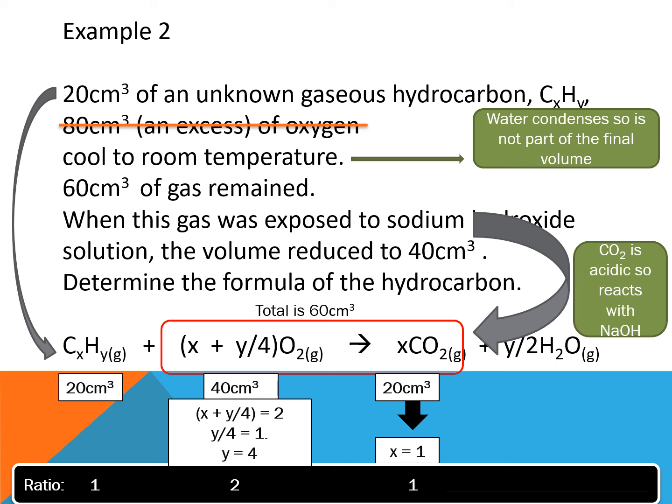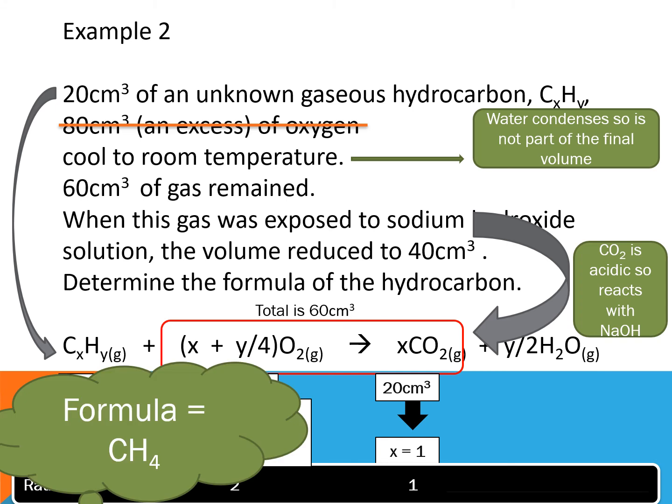CxHy will be C1, which you don't write in, so it'll just be CH4. And that is how you do that. It's a long process, and it takes a bit of practice, but it's just about taking your time, picking out the facts, and trying to imagine the process in your head.